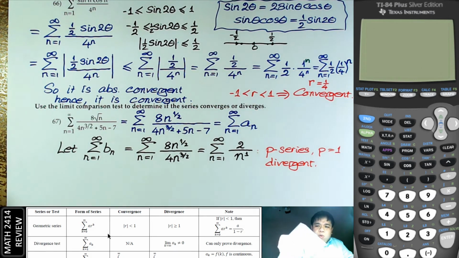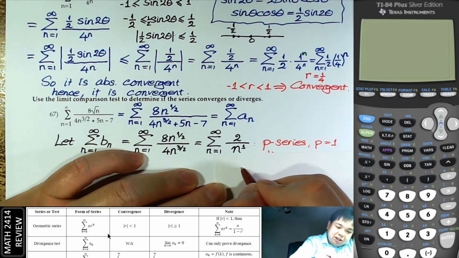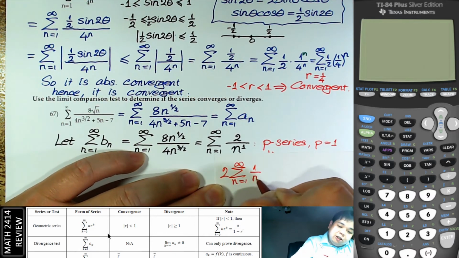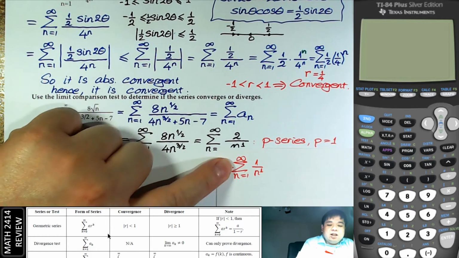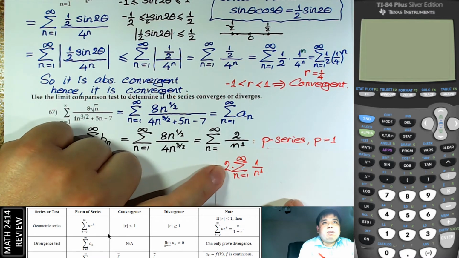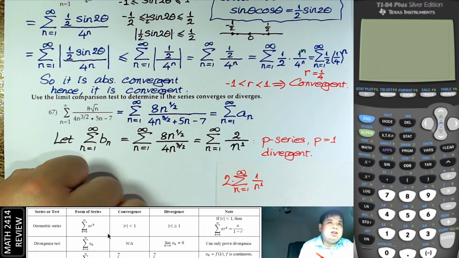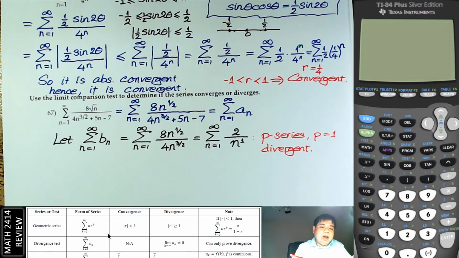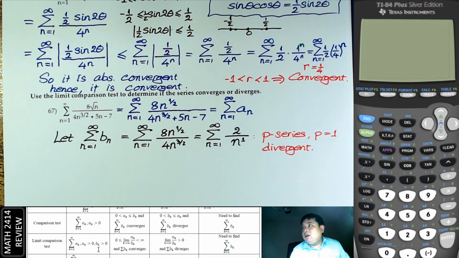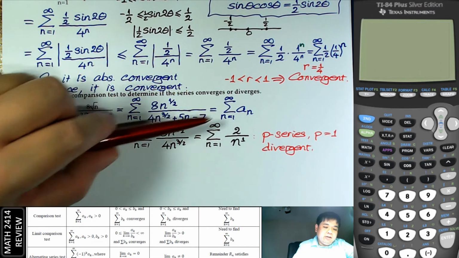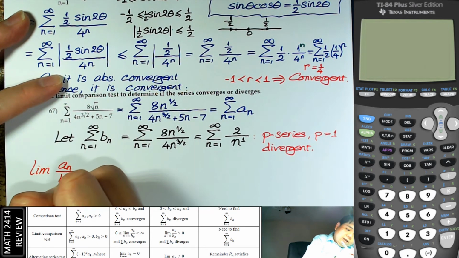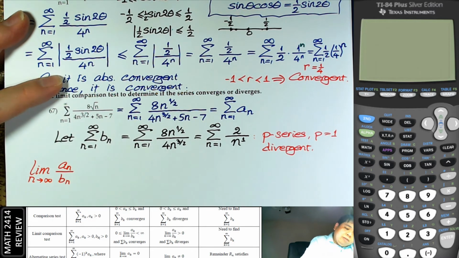Right, so that's what we got from the get-go. By the way, if we really want to write that as a p series, we can just take the 2 outside. That is a p series when p equal to 1, so that is divergent, and divergent times 2 is still divergent. Infinity times 2 is still infinity. So that's what we have. But at the core of the limit comparison test, we have to take the ratio of a sub n over b sub n as n goes to infinity.